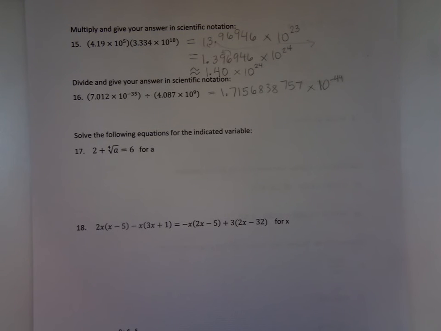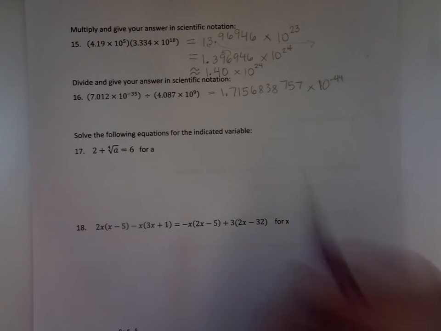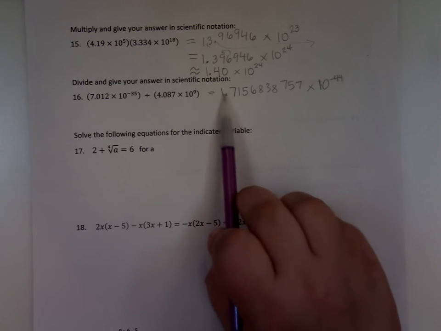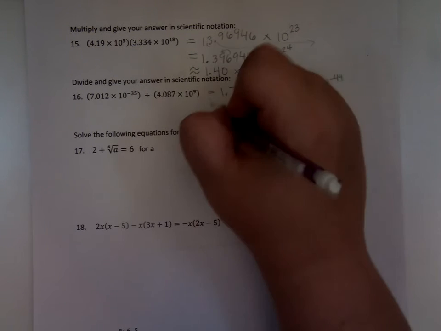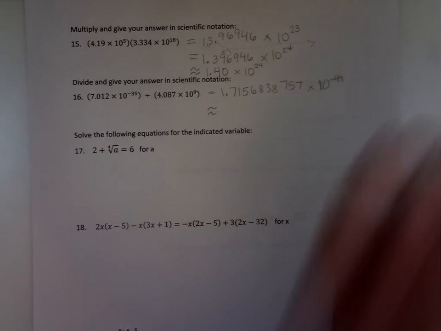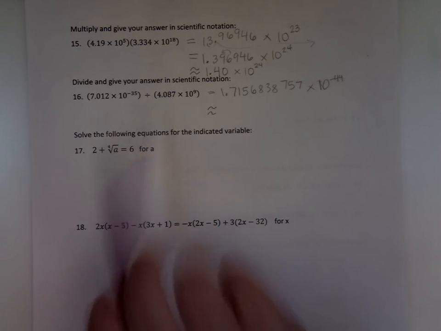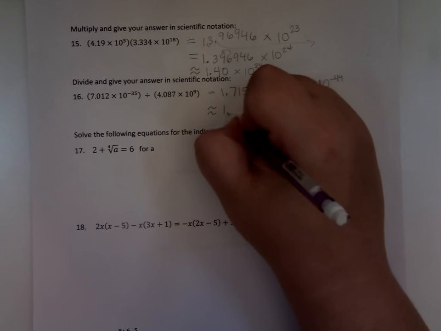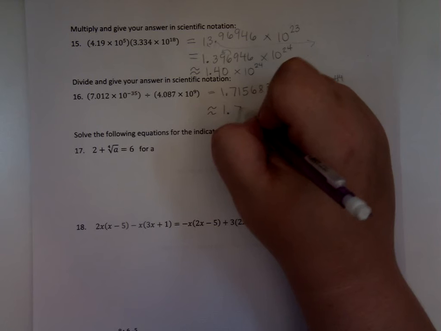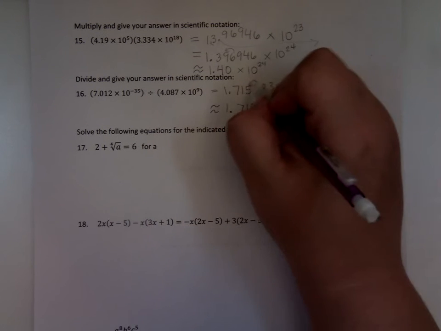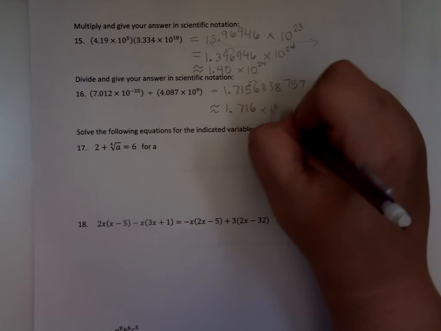Okay, and because there's only one digit to the left of the decimal point, we don't have any extra work to do. We have 4 significant digits here, 4 significant digits here, so our answer will contain 4 significant digits. 1.716, again, we're going to round that up, times 10 to the minus 44.